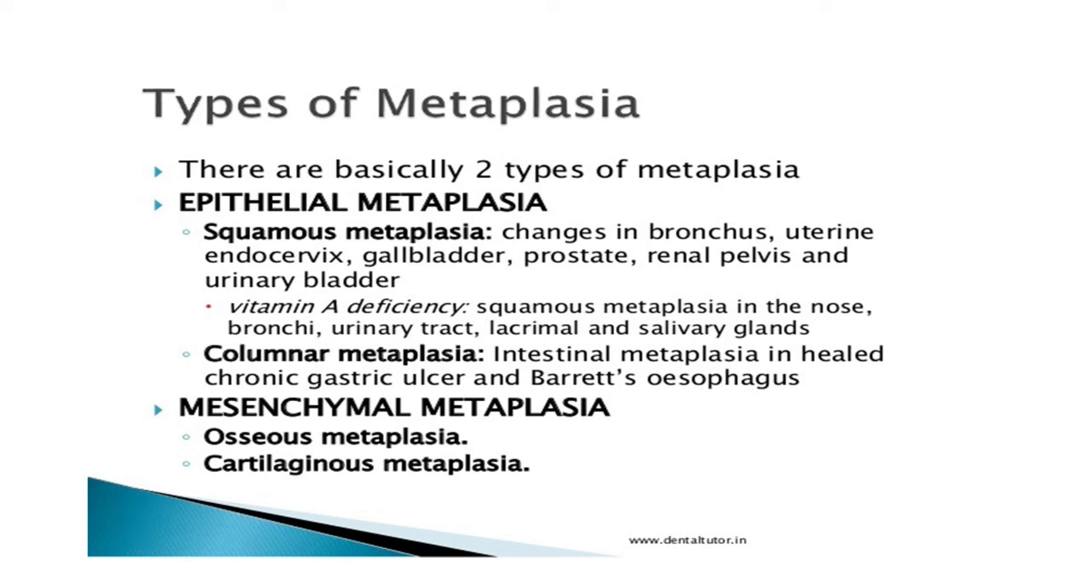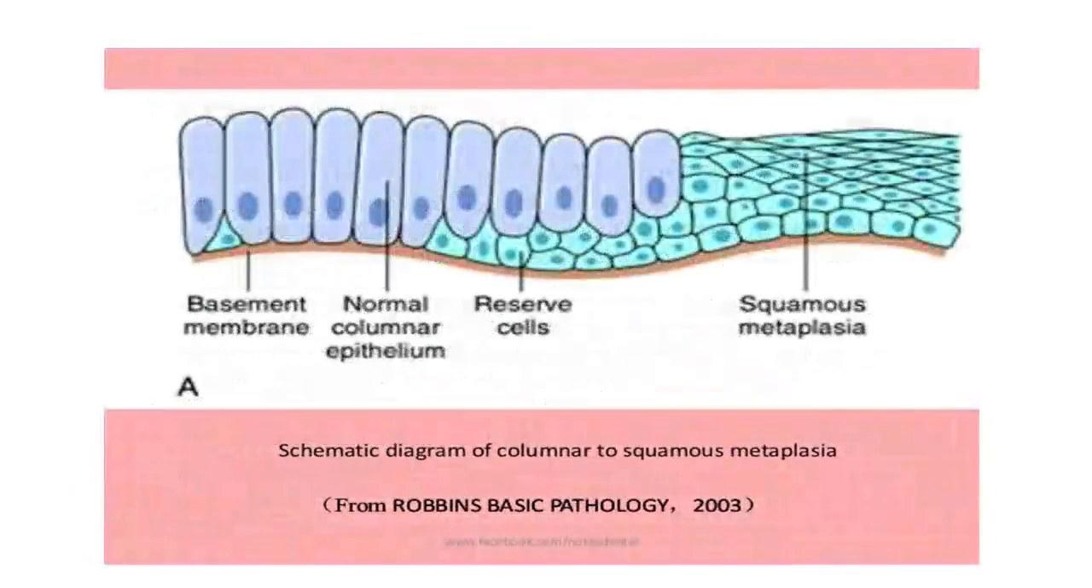Vitamin A deficiency causes squamous metaplasia in the nose, bronchi, urinary tract, lacrimal and salivary glands. Columnar metaplasia: intestinal metaplasia is in healed chronic gastric ulcers and Barrett esophagus. So in such instances, there are going to be changes. Mesenchymal metaplasia: osseous metaplasia, that is bone cell changes, and cartilaginous metaplasia, cartilage changes. So this is what I was talking about earlier.